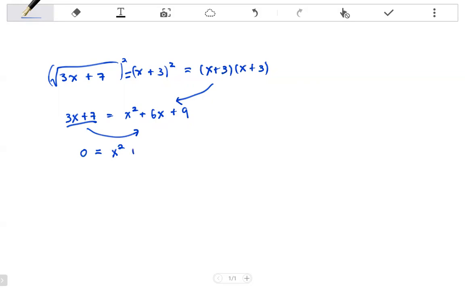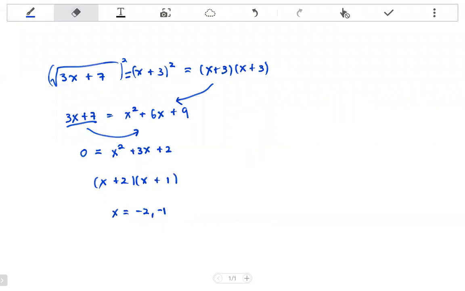To do that, we move this across. Minus 3x is going to leave us with 3x. 9 minus 7 is going to leave us with 2. And we can factor. 2 is the only option. 2 and 1 do add up to 3, so we can confirm that. And our solutions are going to be -2 and -1.